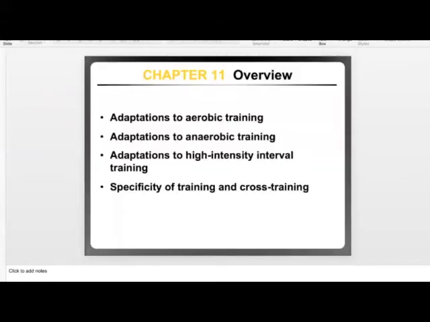The chapter is organized as such. In the beginning, it will discuss adaptations to aerobic training. When we do our typical run on the treadmill for 35, 45 minutes, 3 days a week, that is one way of working aerobics, or one way of working your bioenergetic systems associated with endurance training.